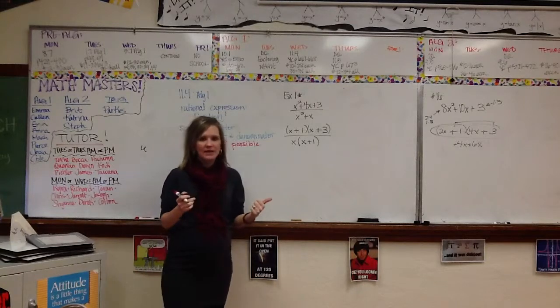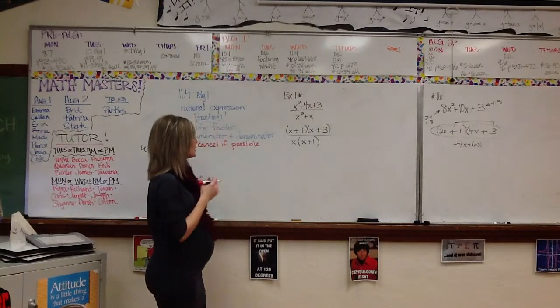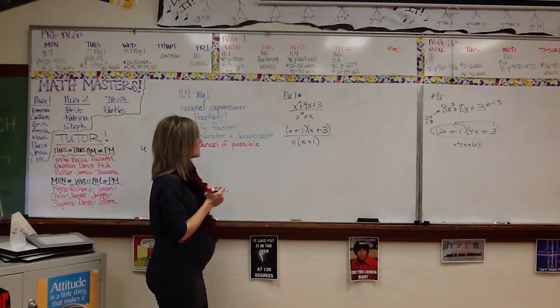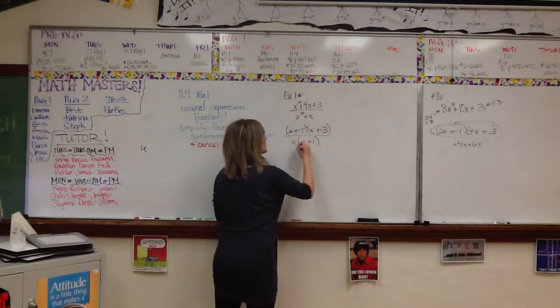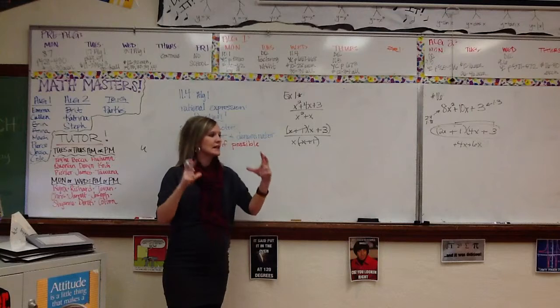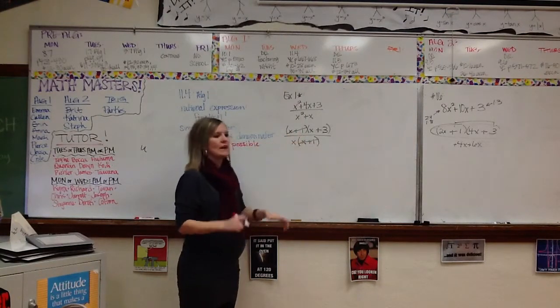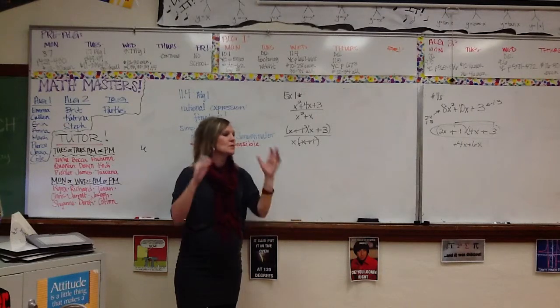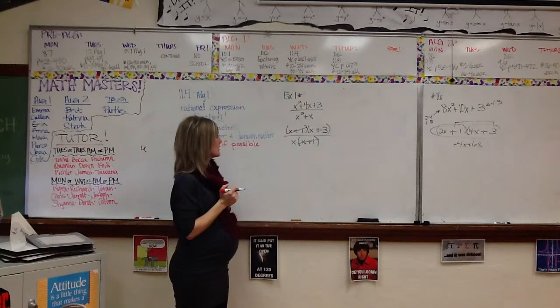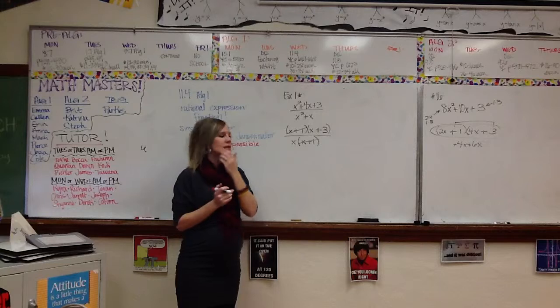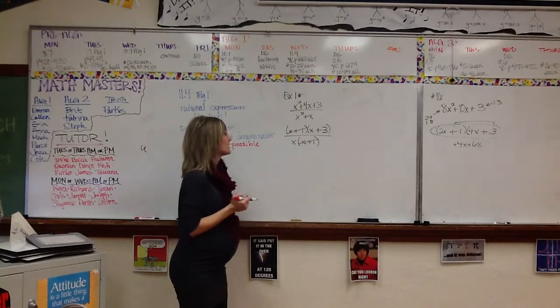Now that I have everything factored, Aaron, do you see anything that looks like I could cancel it? The set of x plus 1. I like how she said that. You have to cancel the entire thing. You are not saying, oh, I'm crossing out the x's and the 1's. I am crossing out the x plus 1 with the x plus 1. Anything else, Anna? No. Final answer?